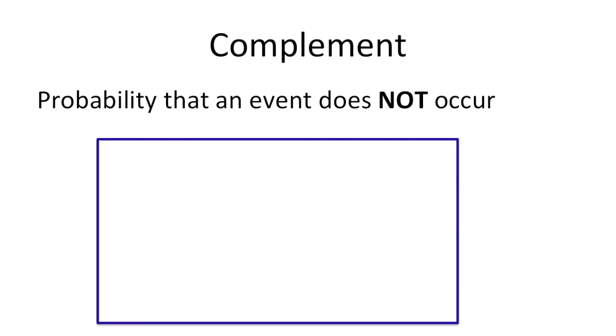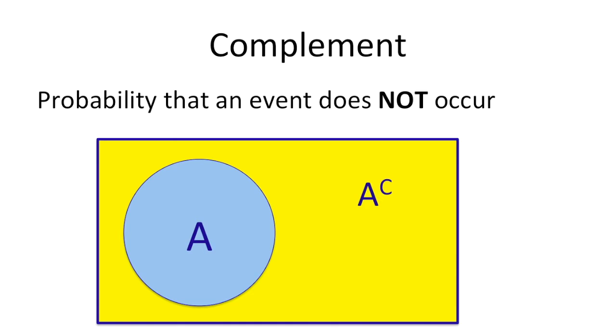Here we have our sample space, so all possible events. Here we have event A being represented by this circle. The complement of A is the yellow area here. It is everything that is not in A. Most of the time you'll see the notation A with a superscript C. Sometimes you'll also see A apostrophe. In your textbook, it'll be written as not A.